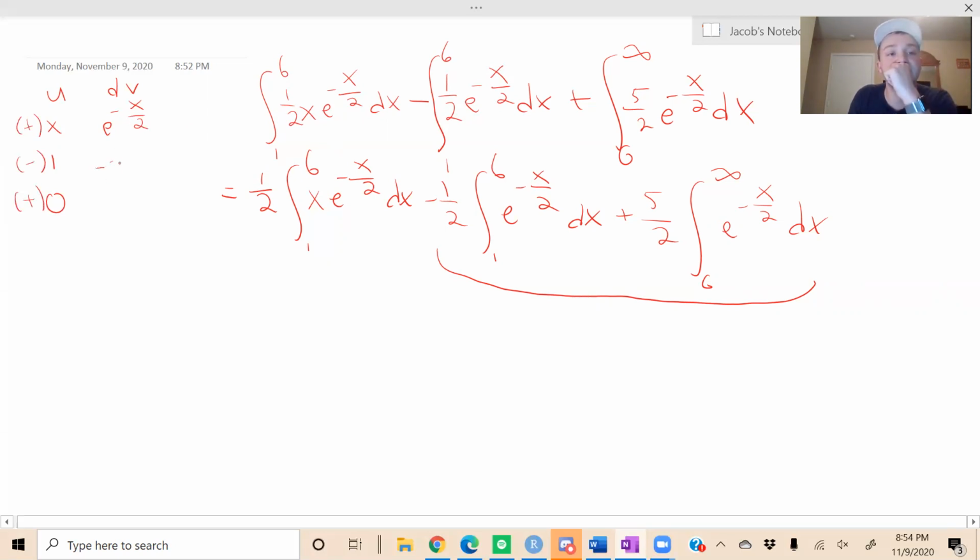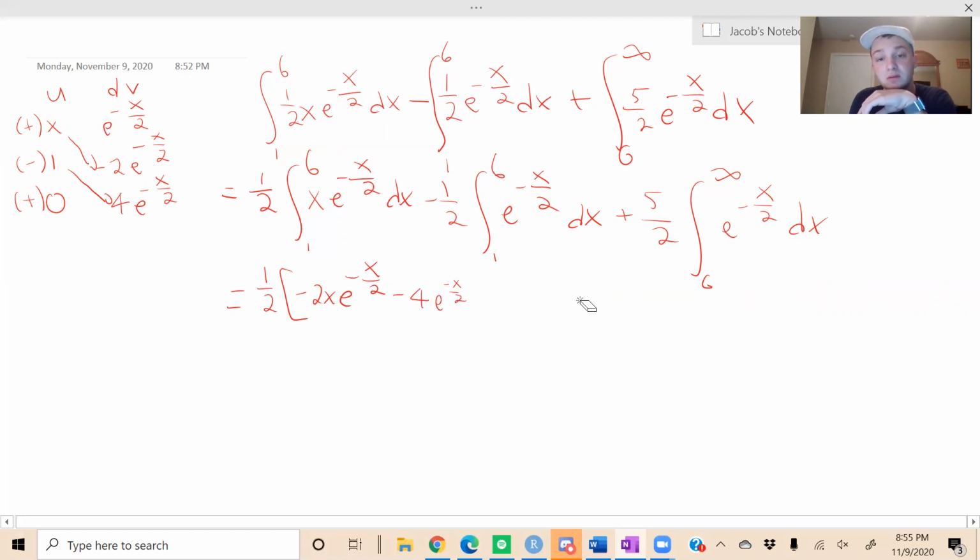Integral of this is negative 2e to the negative x over 2. Integral of this is 4e to the negative x over 2. And then these go together and these go together. And this is the process. So let's keep integrating. So this is 1/2 times negative 2x e to the negative x over 2 minus 4e to the negative x over 2. Let me erase this line. Okay. And this goes from x equals 1 to x equals 6, minus 1/2.